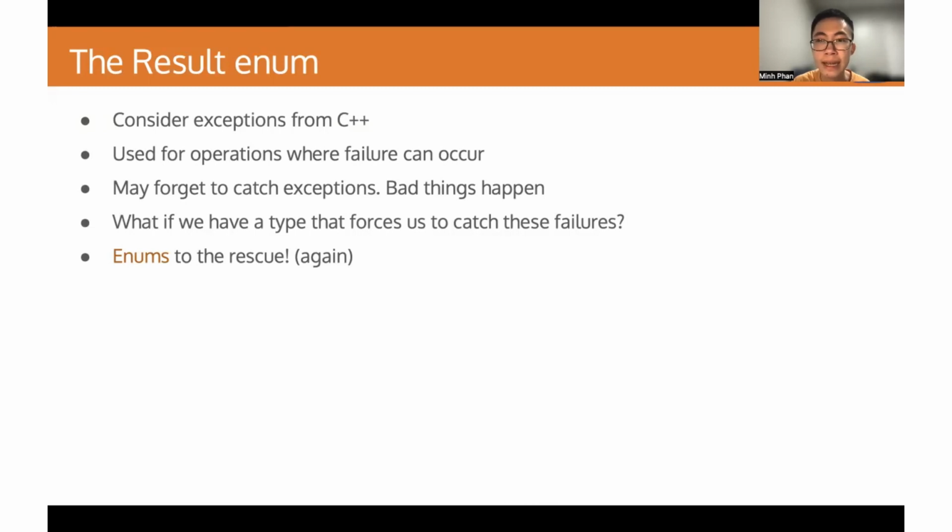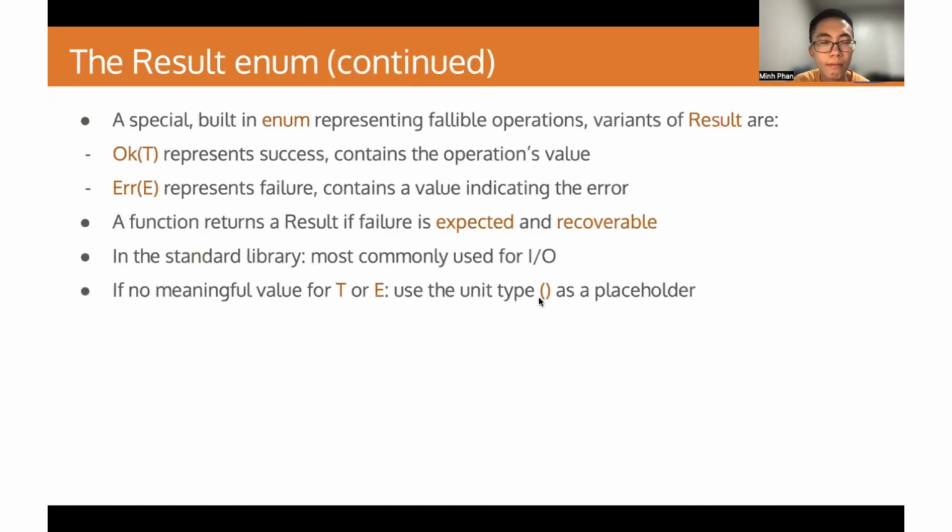And enums again help us here. Just like option, Result is a special built-in enum representing fallible operations with two variants. The Ok variant representing a successful operation, and it contains the operation's value. So the T you see inside the variant. And the Err variant representing a failed operation, it contains a value indicating the error. So that E value inside the Err variant.